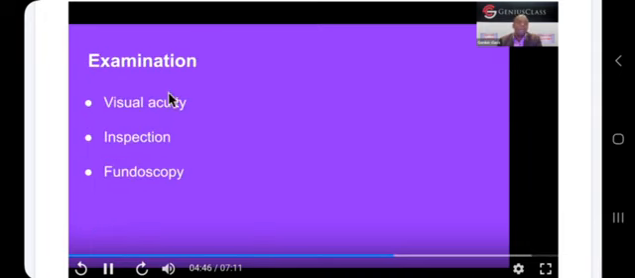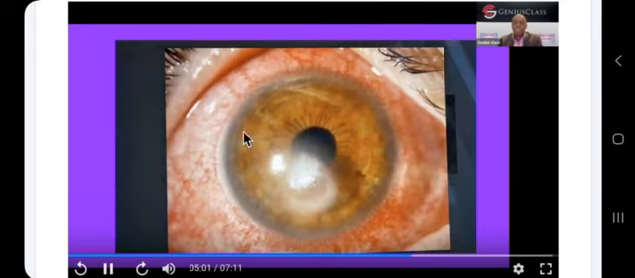Examination. When you perform it, you need to explain what you are going to do. That would include, of course, checking the visual acuity. So I need to check your vision. I need to look at your eye, do inspection. I also need to have a look at the back chamber of your eye, which is a fundoscopy. Then you'll be given a picture, as you can see on the screen. What you're seeing here, the whiteness, these are the signs of keratitis.